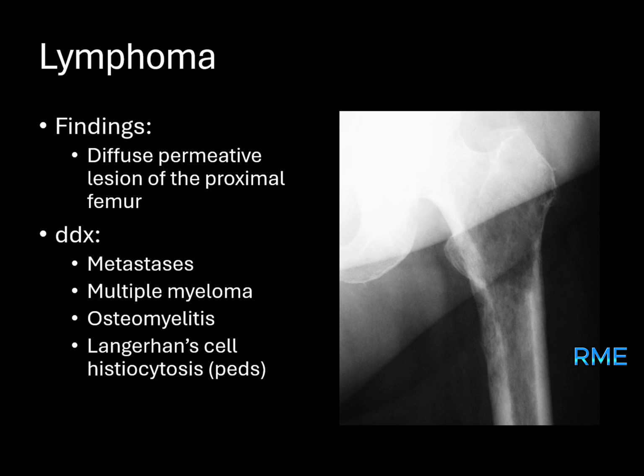To further evaluate, I should perform an MRI to assess the extent of marrow involvement and a biopsy to confirm the diagnosis. Management usually involves chemotherapy and sometimes radiation therapy, depending on the stage of the disease. Let's move to the next case.